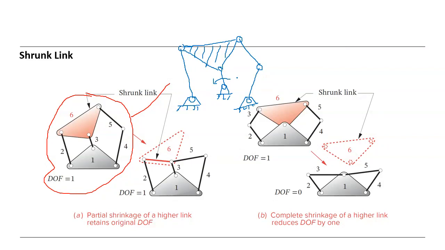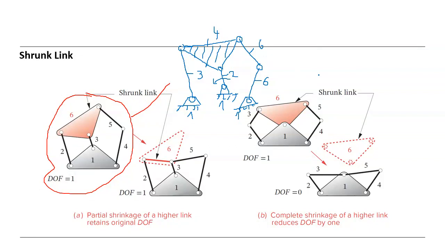I mean, the mechanism can fulfill the motion criteria. That means the degree of freedom. To check it, let's write here: this is member one, this is member two, this is member three, and this is four, and this is five, and this is six. So, a six bar mechanism. Five links are binary, and one of them is ternary.